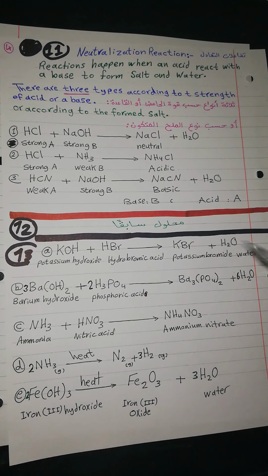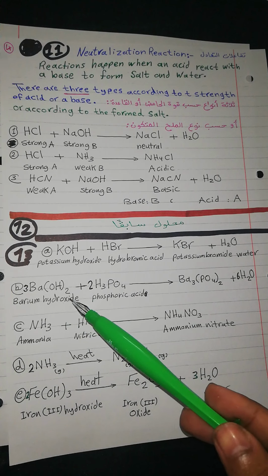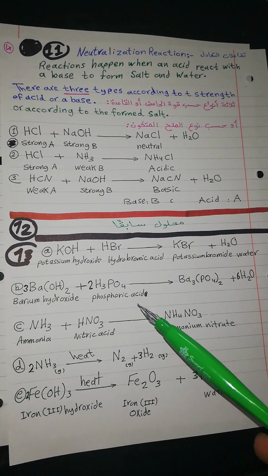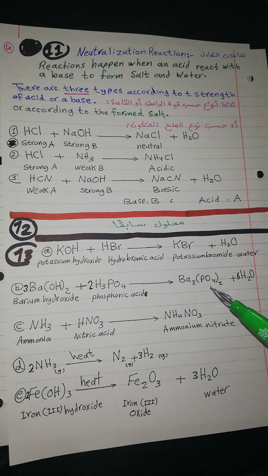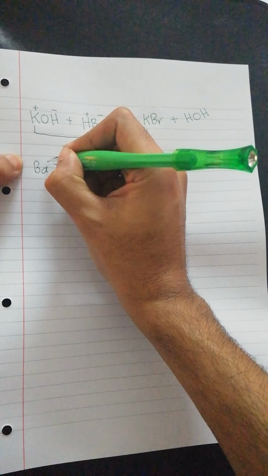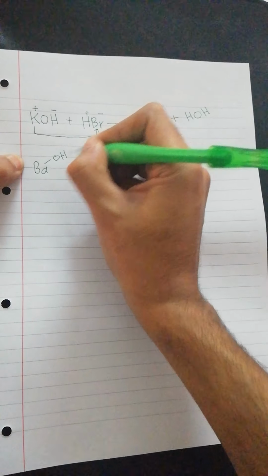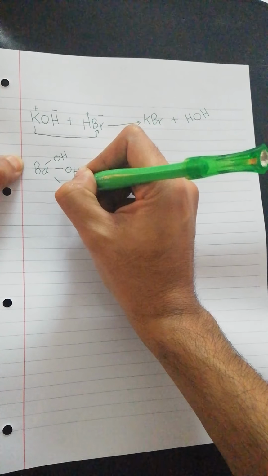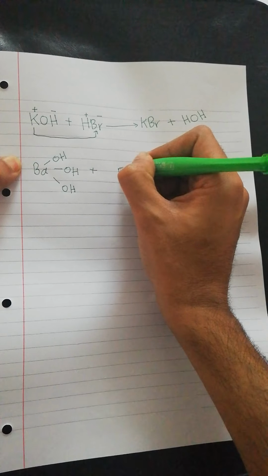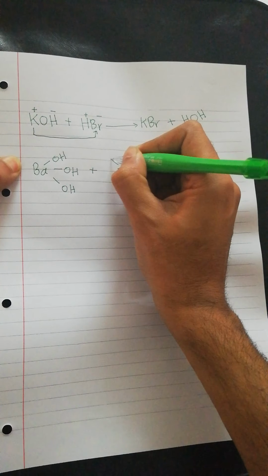The second equation, or B, is Ba(OH)2, barium hydroxide, with H3PO4, phosphoric acid. What will happen? What will happen is Ba3(PO4)2, barium phosphate, plus water. Let's move to this equation. Ba(OH)3, let's write it another way. Here is the Ba(OH)3 plus H3PO4. Here is the PO4 and here is the H3.